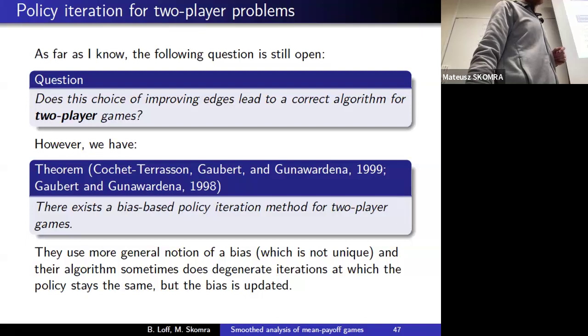Okay, is that fine? So we have one player games, value iteration, policy iteration. I will tell you what all of this is, and then how to do smooth analysis.